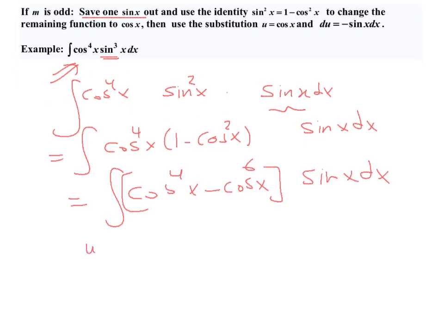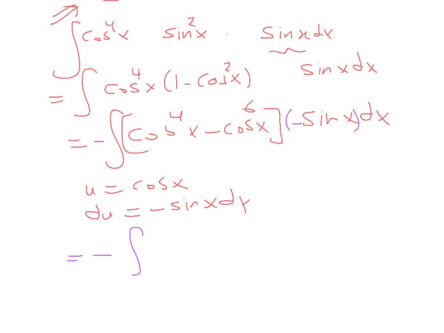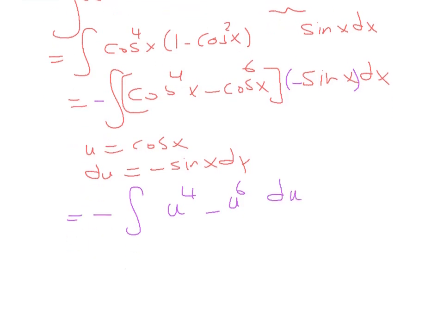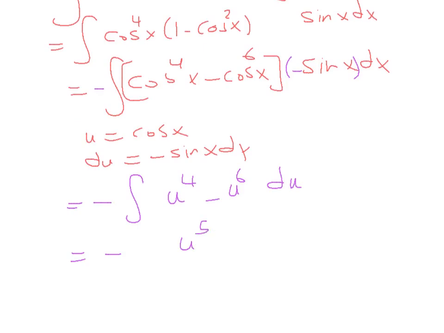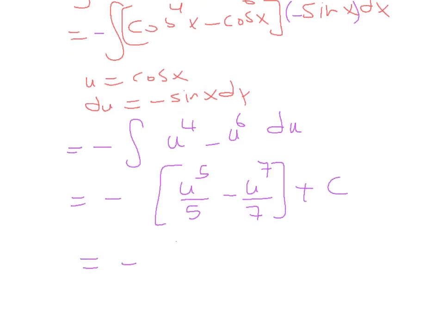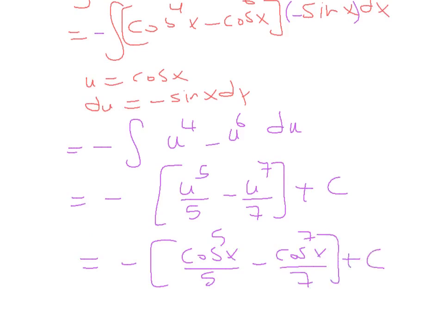So what we have now is u and du. If you take u as cosine x, du is equal to minus sine x dx. So you just need to add a minus here and a minus there. The integration can be written as u to the power 4 minus u to the power 6 du, which can be integrated easily by saying u to the 5 divided by 5 minus u to the 7 divided by 7 plus constant. Then u can be replaced by cosine, giving cosine to the 7 divided by 7 plus constant.